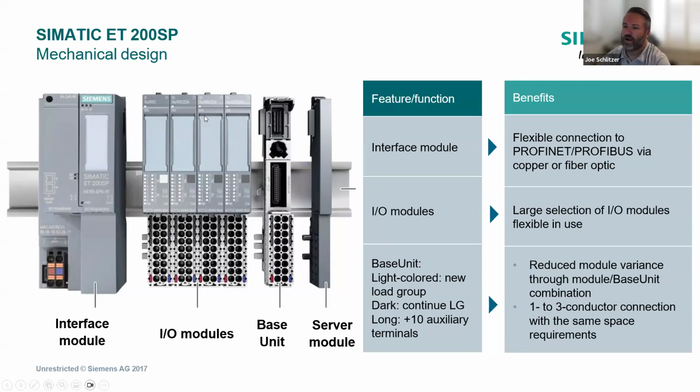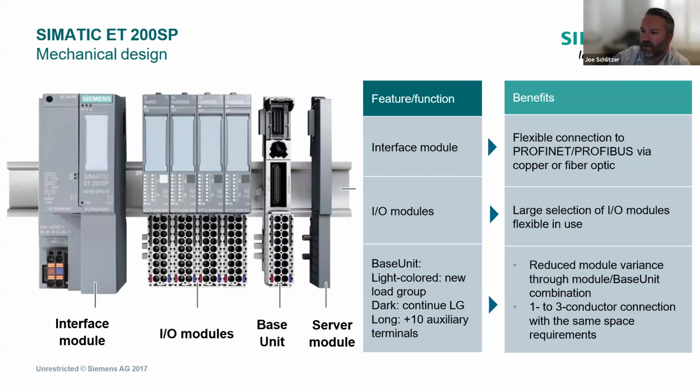And then to the right of it, you have your I/O modules. The I/O modules are actually the top part that you see here. So it's a two-piece system. You can see here on the right where it says base unit. The base unit is where you land your wiring, and then the I/O module clicks into the base unit.